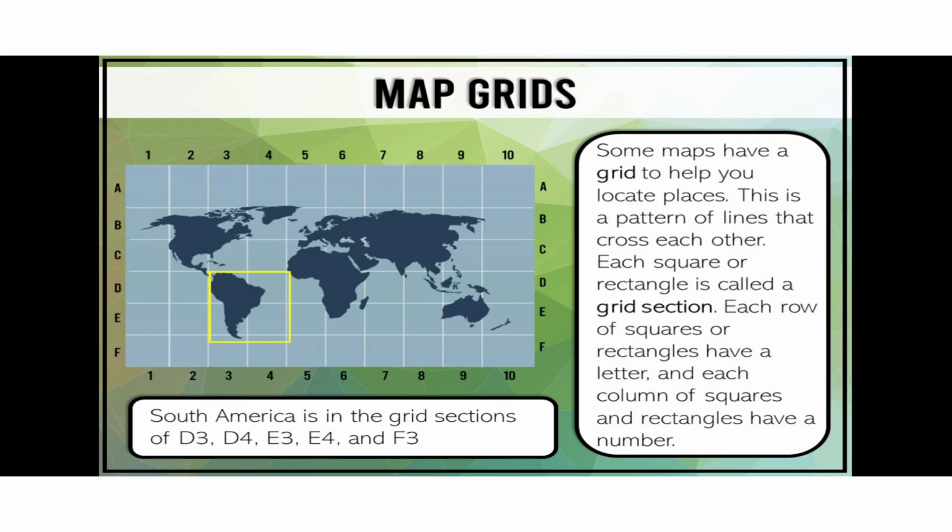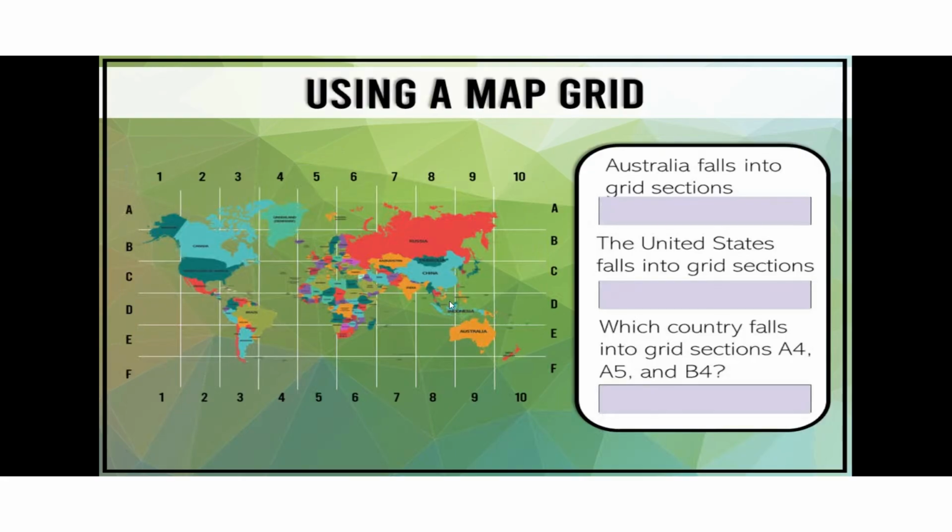Each row of squares or rectangles has a letter, and each column has a number. So using this grid map, we can answer a couple of questions. The first one is, Australia falls into which grid sections? So we know where Australia is. I'm circling it with my cursor right now. We always work top down when we're looking at grids. It looks like it starts in D. We go over, and it looks like it's in D9. Okay, that about covers it.